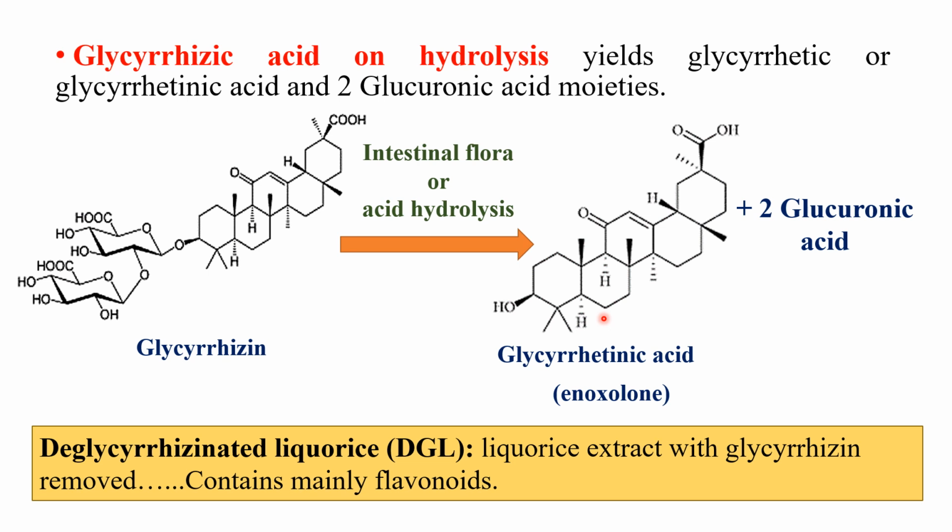So this extract or this supplement is called DGL, which means deglycyrrhizinated licorice, or licorice extract with glycyrrhizin removed. So after that, the main active constituent in this extract will be the flavonoids.